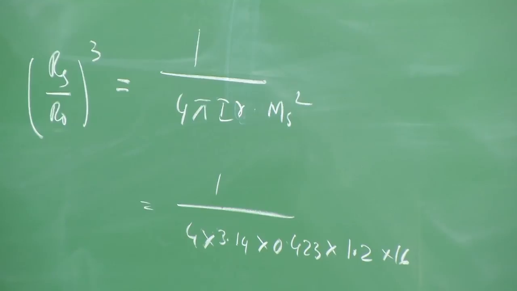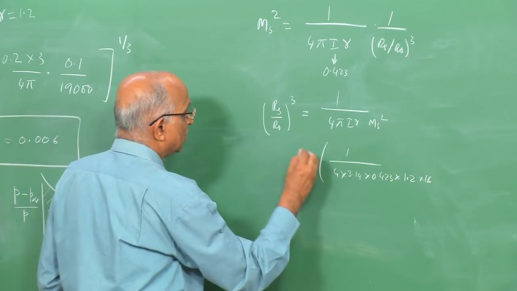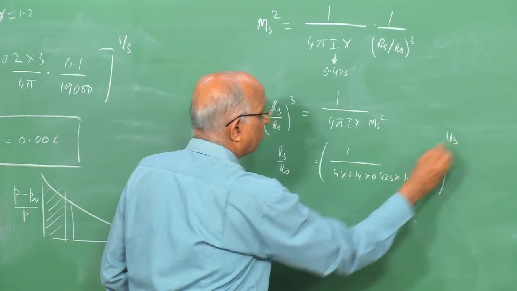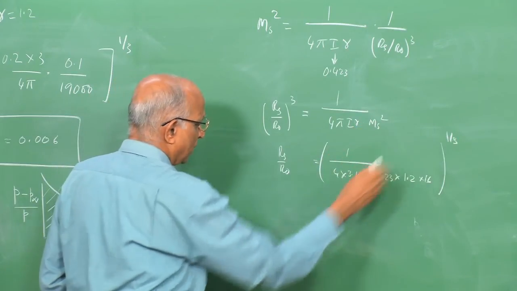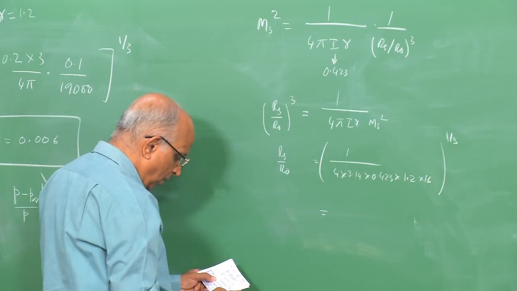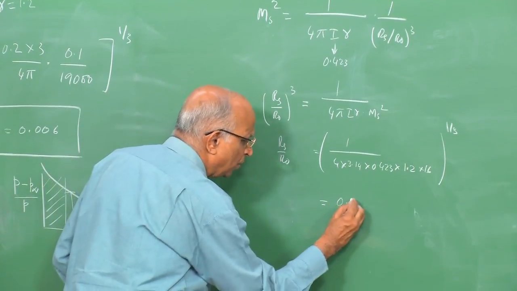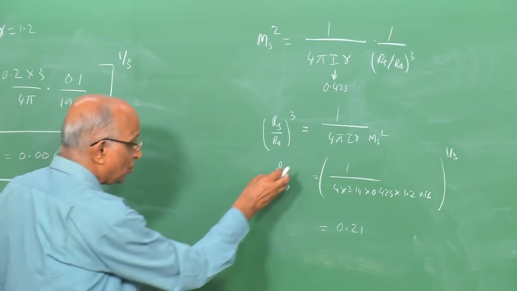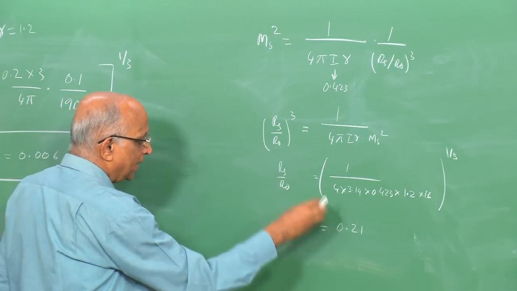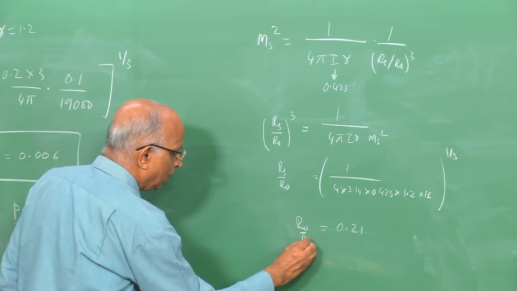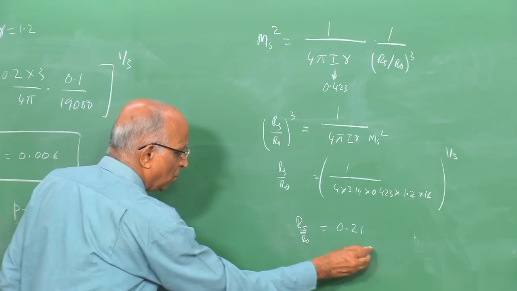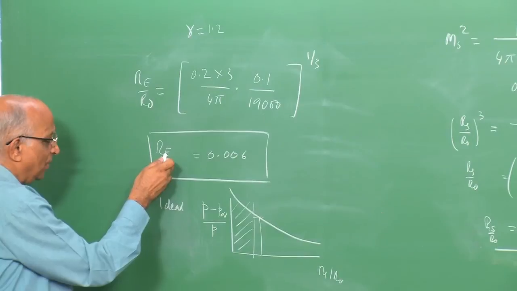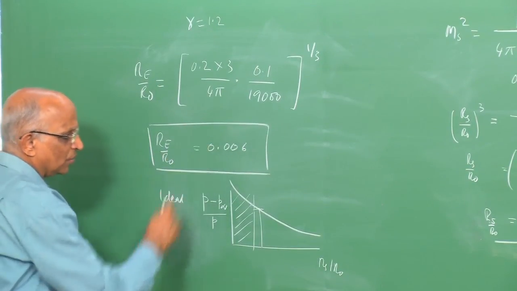And if I calculate the value of Rs by R naught based on this, Rs by R naught is equal to 1/3 of this particular expression, because I brought ms square here, this is 1/3, and the value of Rs by R naught comes out to be around 0.22 or 0.21, let us say. Therefore, we are saying that a very strong blast wave is formed at Rs divided by R naught of 0.21, while the source energy radius divided by R naught gives 0.006.